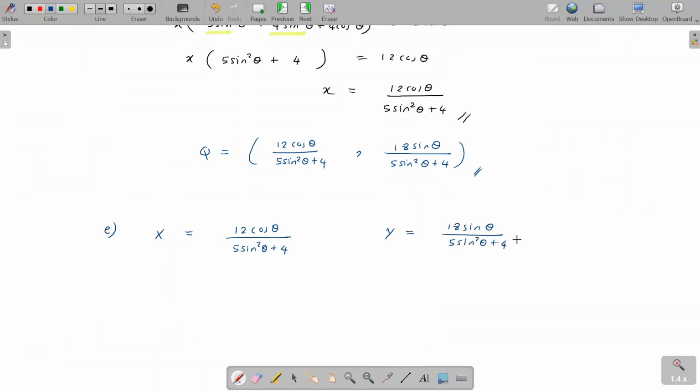Okay, your task is simple. Your task is to eliminate the theta and get an equation connecting x and y. So that's your task. Okay, get started on it.